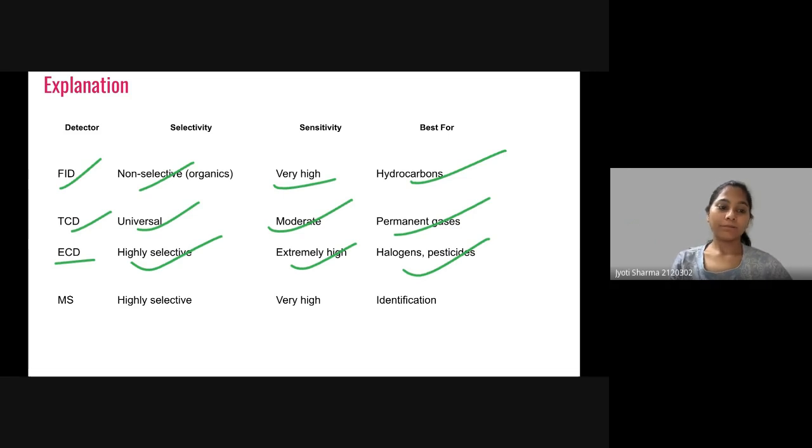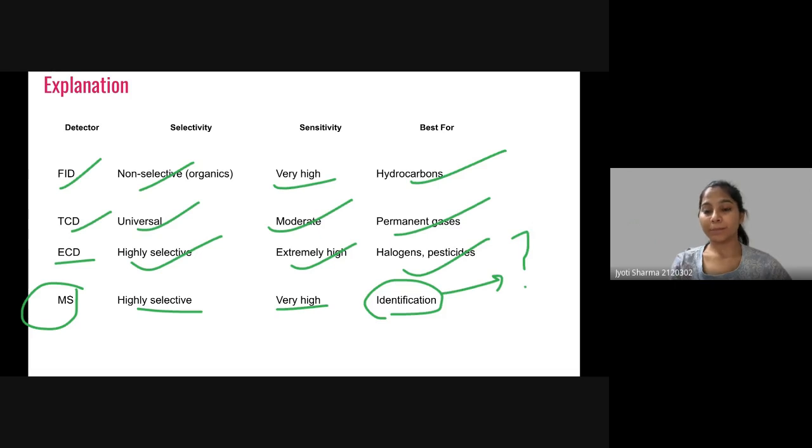Then the best one is MS. This is mass spectrometer, because this is highly selective. The sensitivity is very high, and this is best for the identification. And most of the time, we want to know what is that particular chemical or compound. So from now on, we will talk about this mass spectrometer.